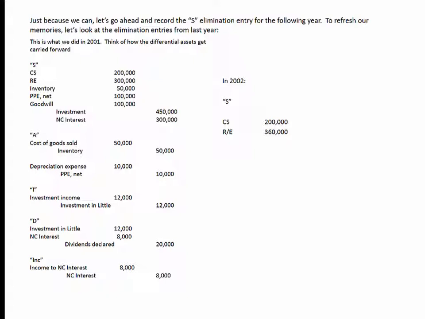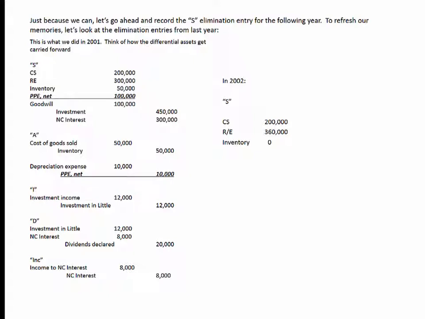Now we need to go ahead and record those remaining differential assets. The inventory. In the S entry, we created $50,000 in inventory. In the A entry, we took away the $50,000 of inventory. So basically, we're not carrying forward any inventory value. That inventory differential is gone forever. We never have to worry about it again.